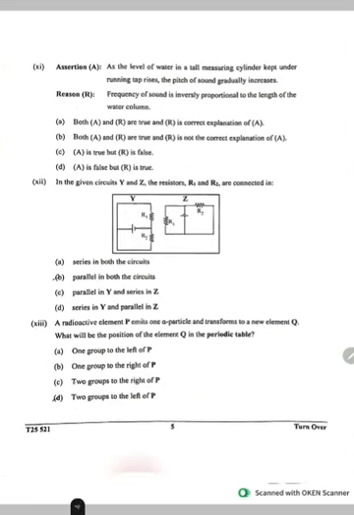Okay, now come to question number 11. In question number 11, there is an assertion and reason type question. In assertion A, it is saying that as the level of water in a tall measuring cylinder kept under a running tap rises, the pitch of sound gradually increases. So what it is saying is, suppose there is a long cylinder. In that cylinder, suppose there is tap water which is continuously filling this cylinder.